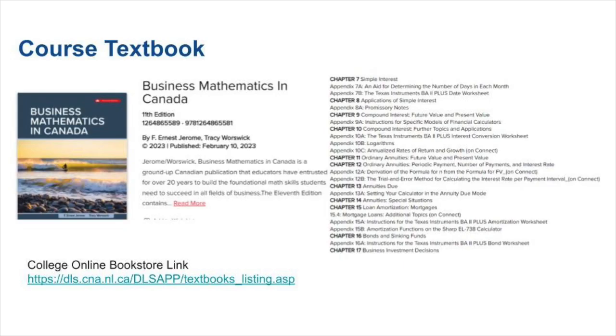The textbook for the course is a book by Ernest Drome, and it's called Business Mathematics in Canada. It's a very good book. They have lots of examples in there, and lots of problems, more importantly, lots of problems. We'll be doing a lot of those problems. So make sure you have the book. You're not going to be able to do well in this course if you don't have the book.